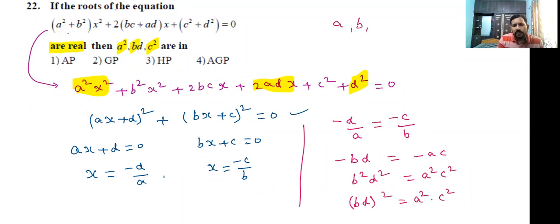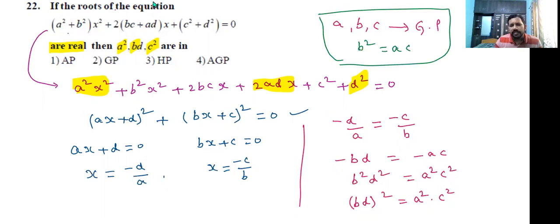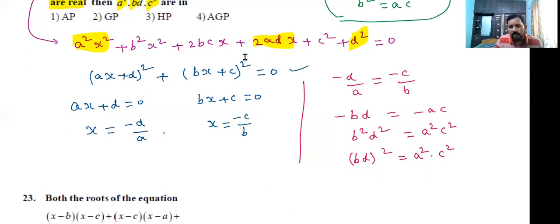If a, b, c are in GP series, what is the condition, students? Tell me. b square is equal to ac, or not? b square is equal to ac. Now, by observing this condition, we will say a square, bd, c square are in GP series. You can observe in reverse, then you will understand. Which option is correct, students? Second option.